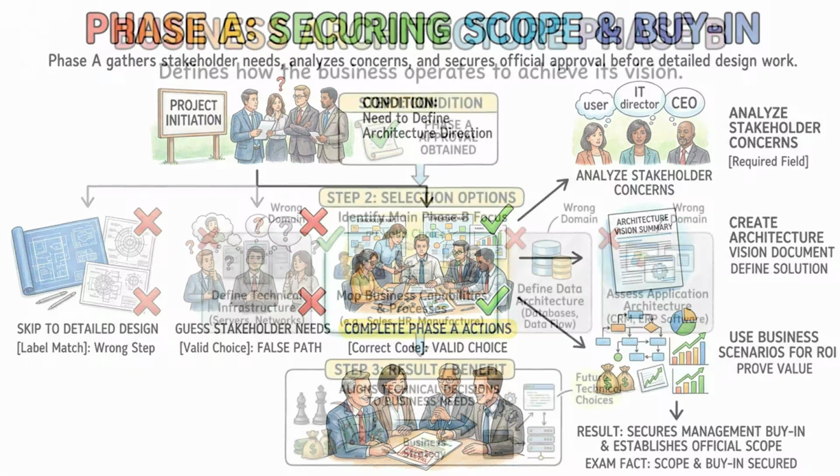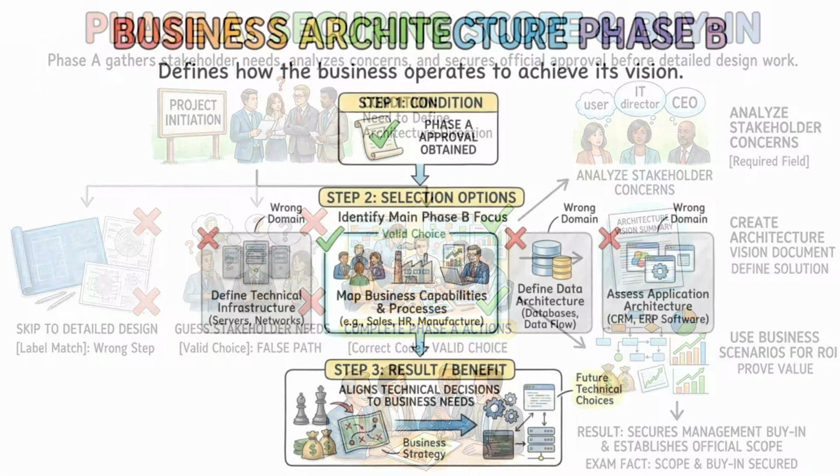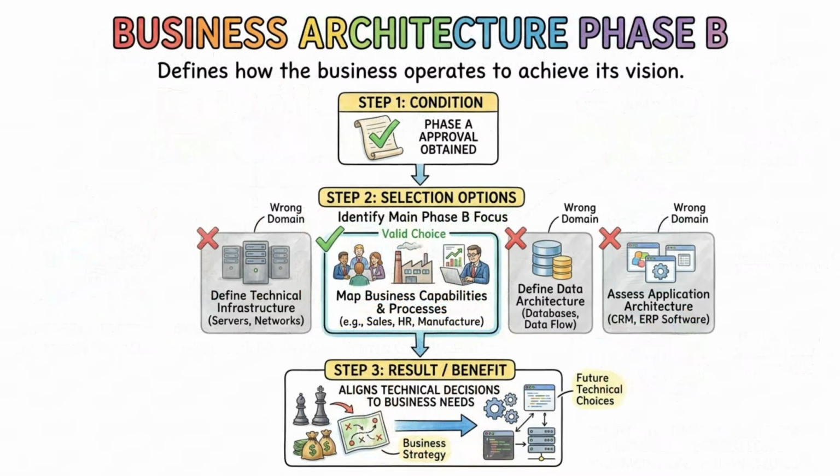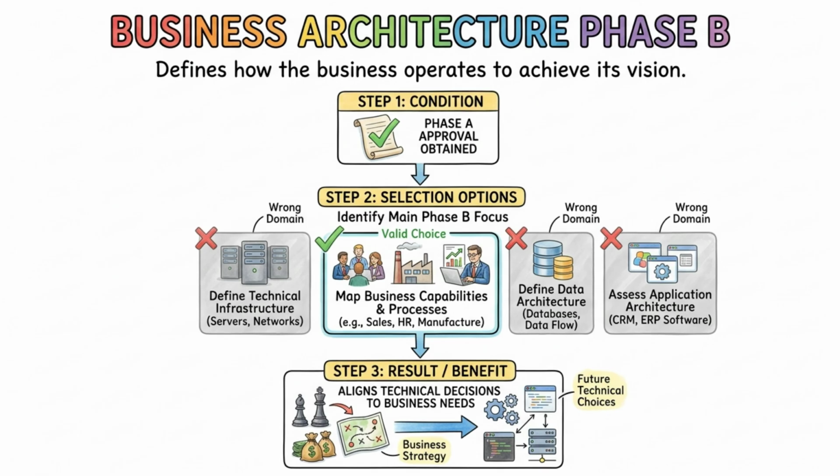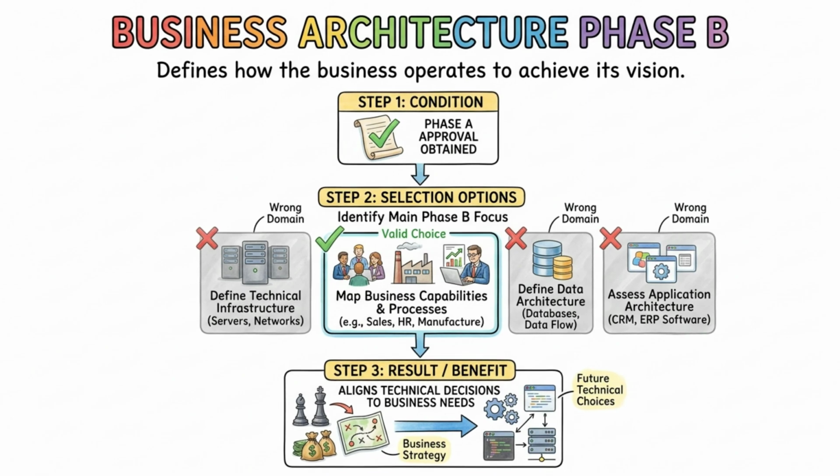After securing approval in Phase A, the team advances to Phase B, which is business architecture. Phase B focuses on describing the baseline business state and designing the target business architecture that supports the company vision. Architects document business strategy, organization structures, business capabilities, and core business processes. By mapping out how business operations function, this phase ensures that all technical decisions made later directly serve concrete business needs.